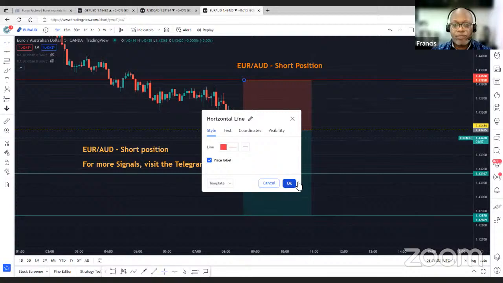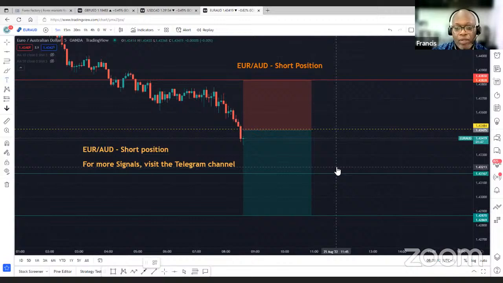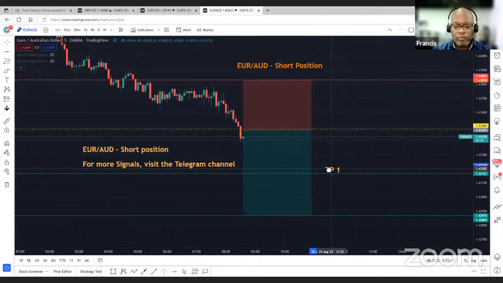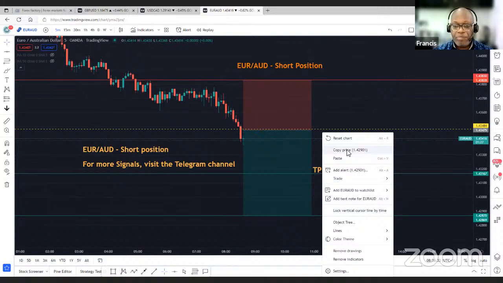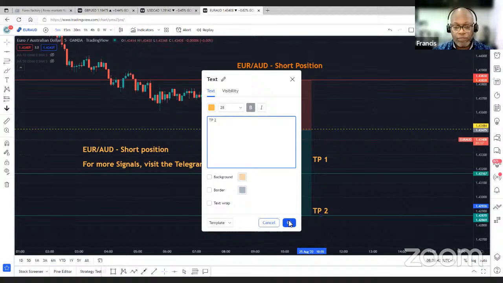Right here. So that's TP1. Let's make a note of that. That's TP1. That'll be TP2, right here.